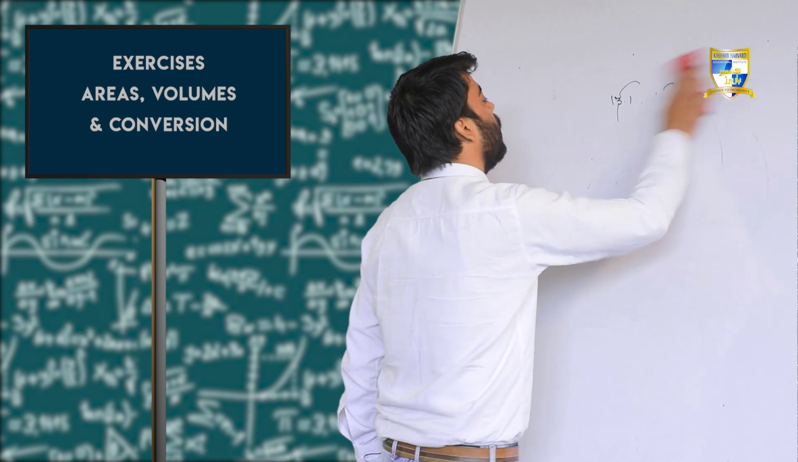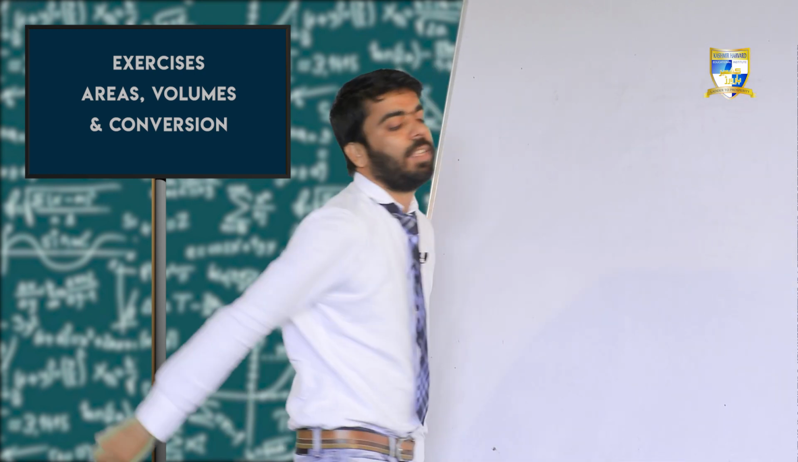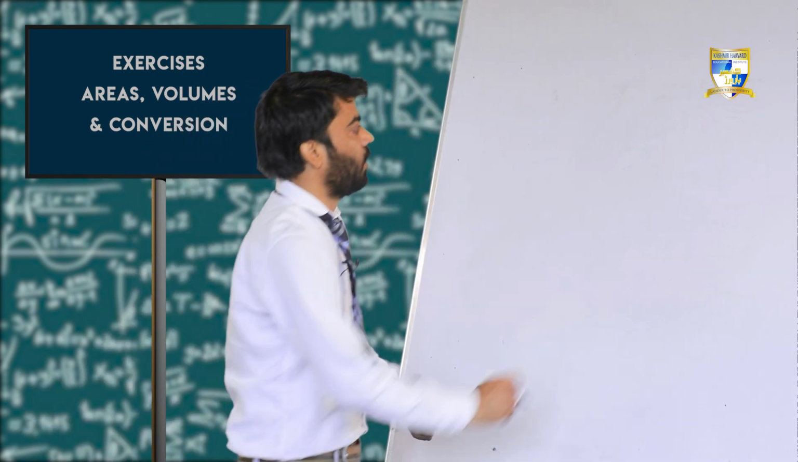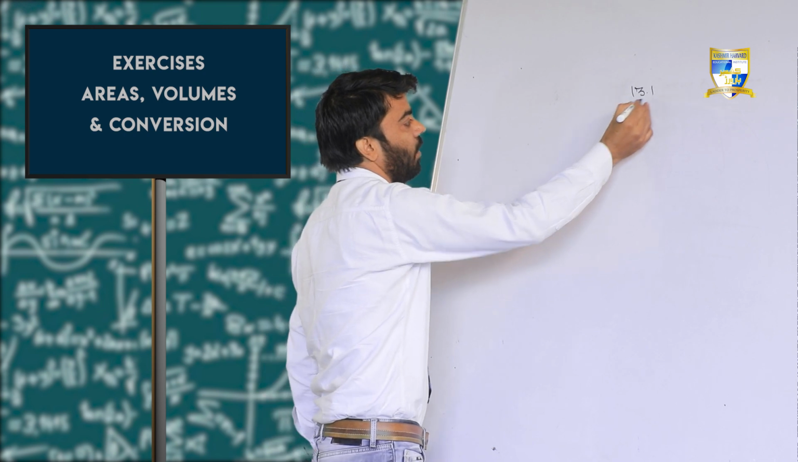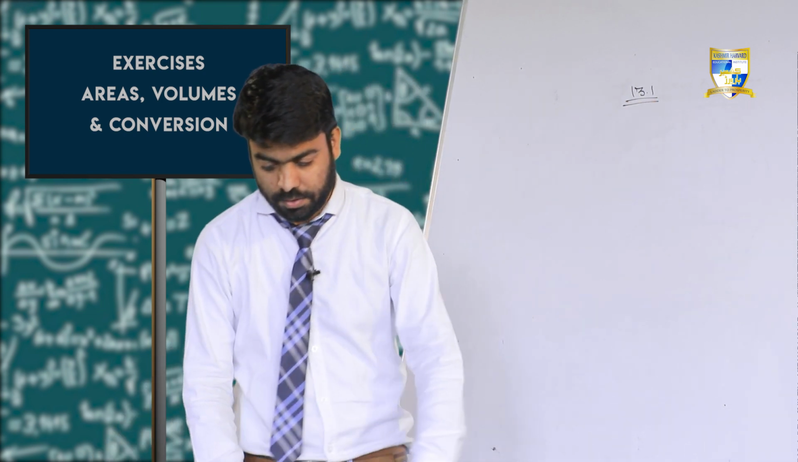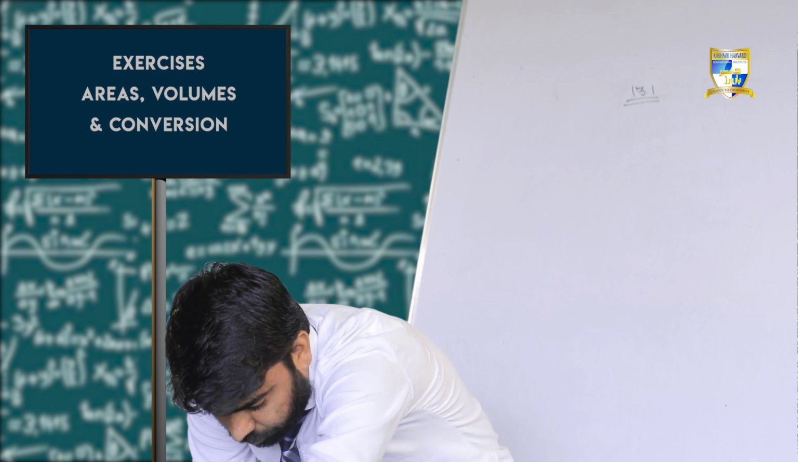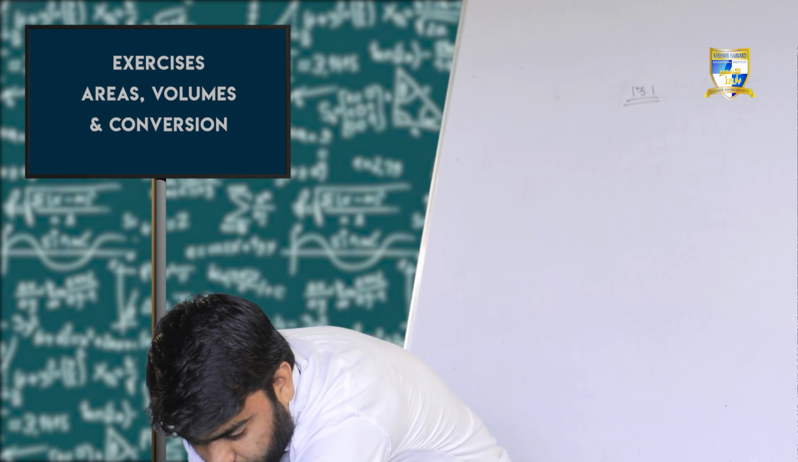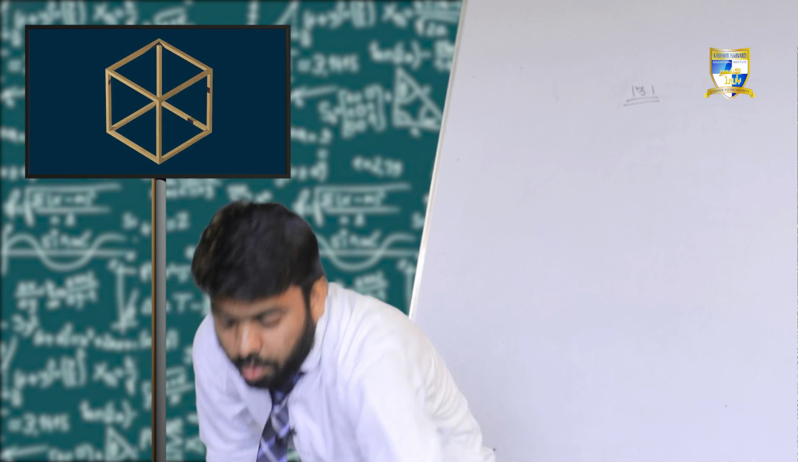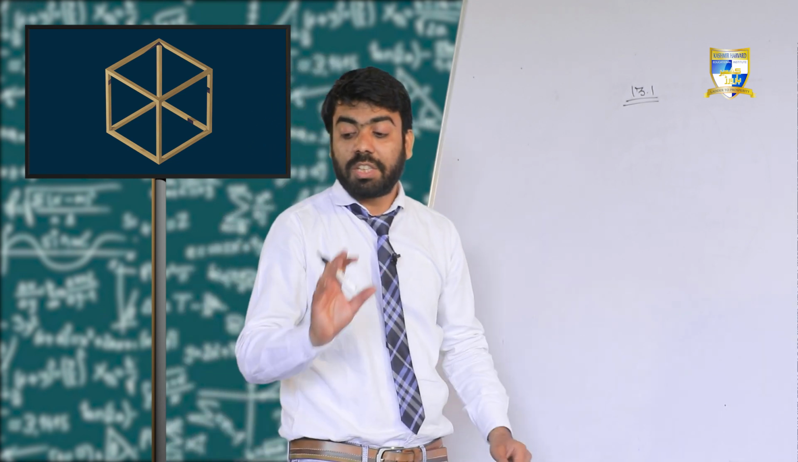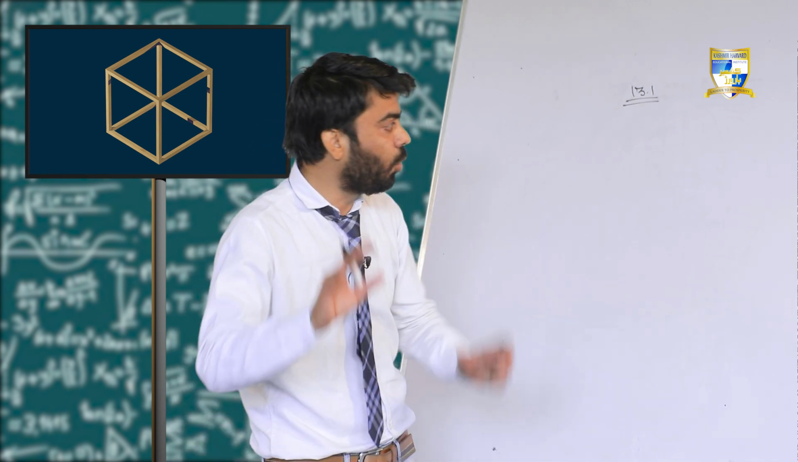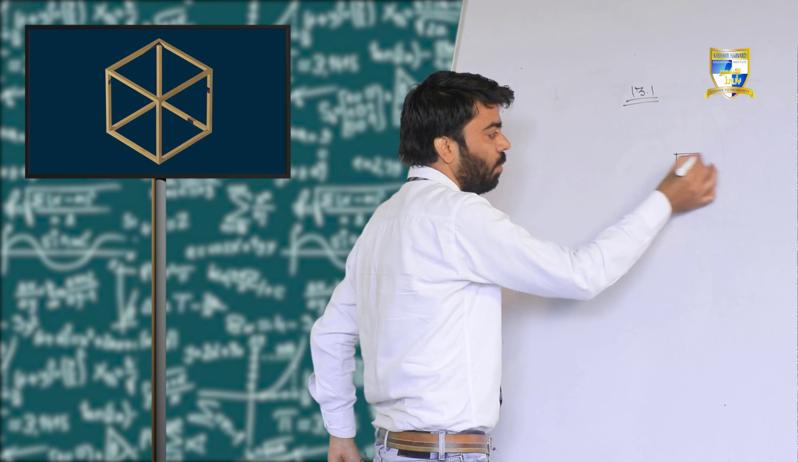Now let us take the first exercise, that is 13.1. What does the question say? The question says two cubes, each of volume 64 centimeter cube. Two cubes are there. This is one cube.